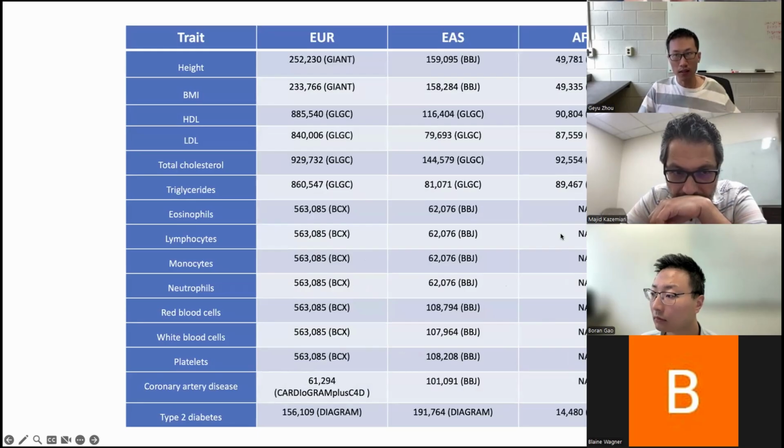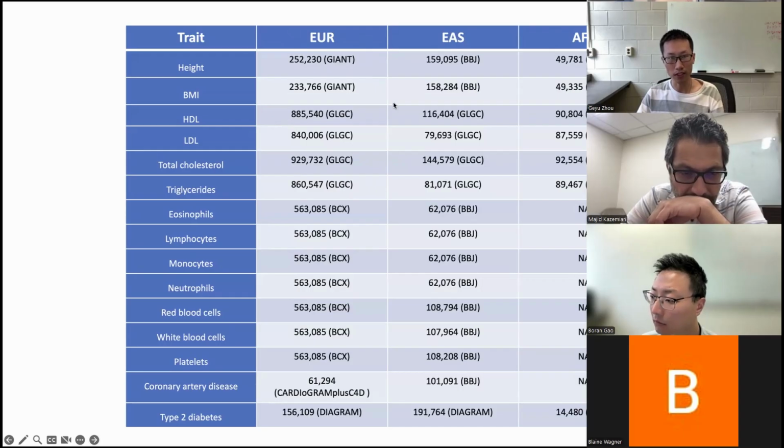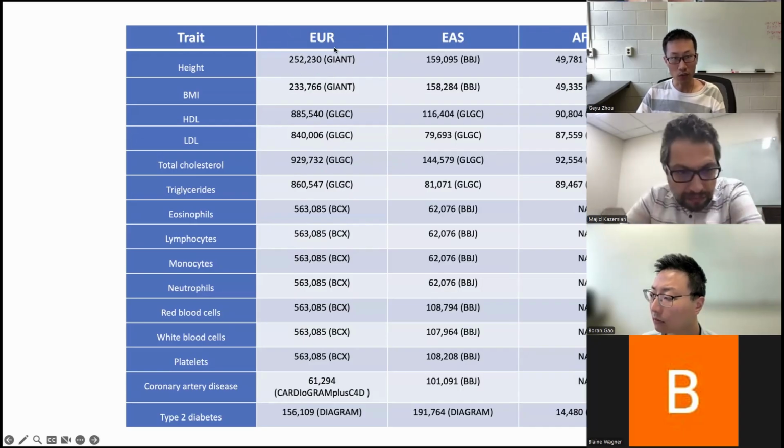And this is the data we use to train the different models. We select a bunch of traits, and we take the public GWAS summary statistics from the European, East Asian, and African populations. You can see here I list the sample sizes of the GWAS studies, and the sample size is often much larger for European compared with the East Asian and African populations.